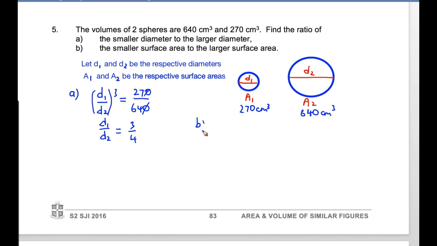In part B, we need to find the ratio of their surface areas. And we know that the ratio of surface areas is simply the square of any corresponding length, which gives us 9 over 16.